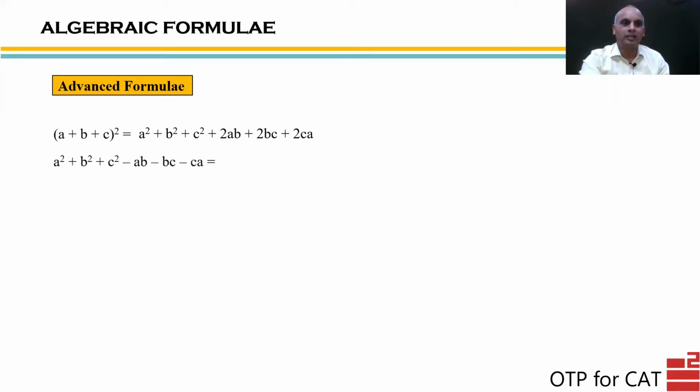The second formula is a square plus b square plus c square minus ab minus bc minus ca. Now that is equal to what? This is equal to half times big brackets (a minus b) whole square plus (b minus c) whole square plus (c minus a) whole square. Please remember this formula always.